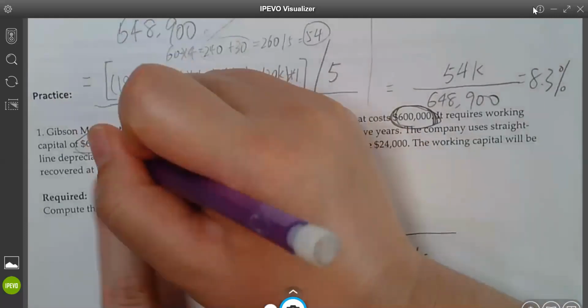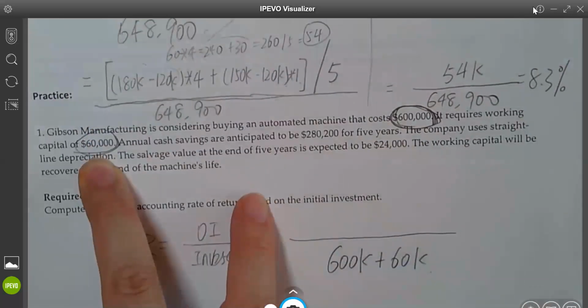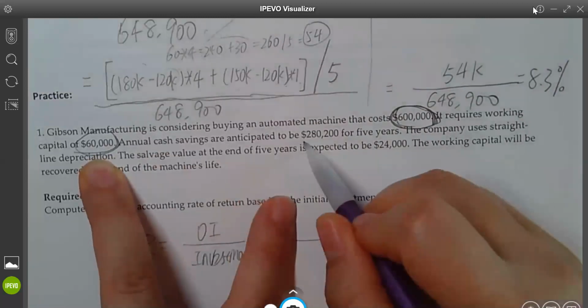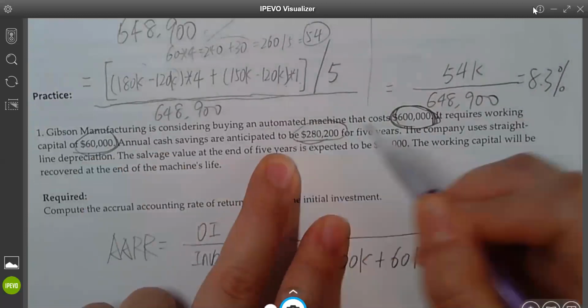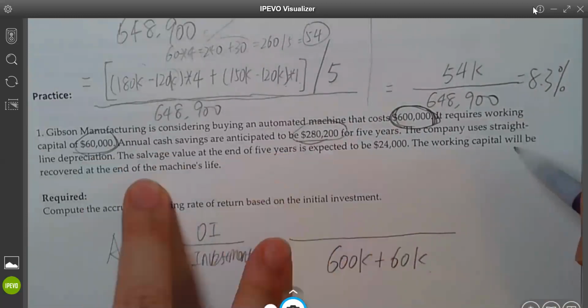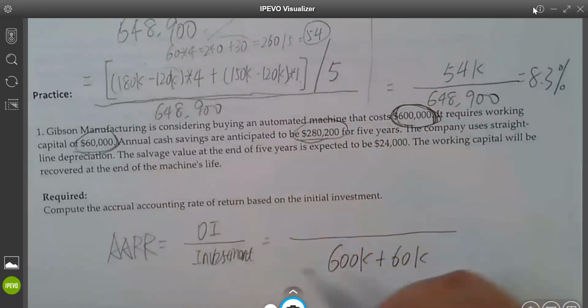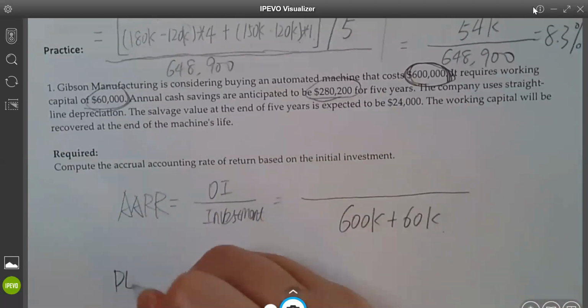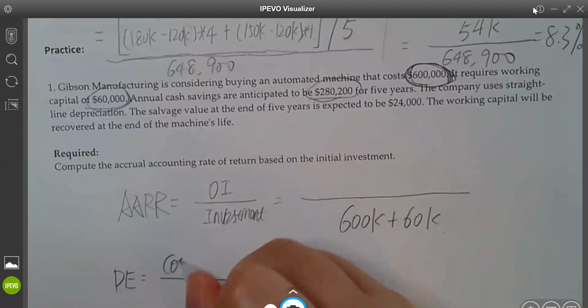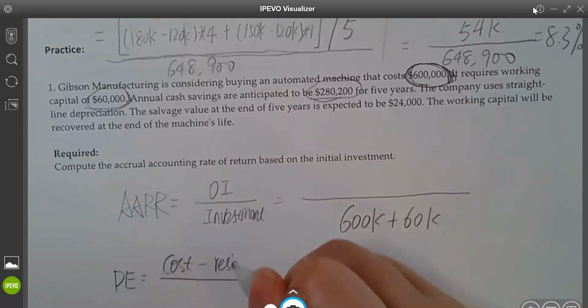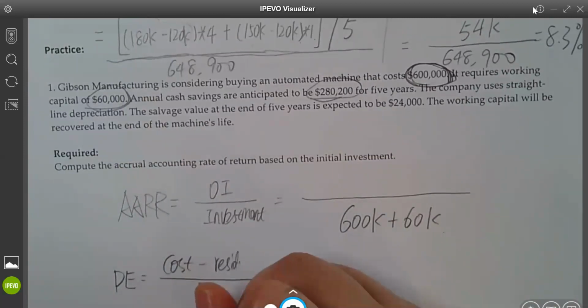But this will be the working capital. When you liquidate it, it will not affect your numerator because it's not operating income. And you have cash savings, so you will have this much money for 5 years. Your straight line salvage value will be this. So we first need to get our depreciation expense. Depreciation expense is cost minus residual or salvage value, divided by years, 5 years.